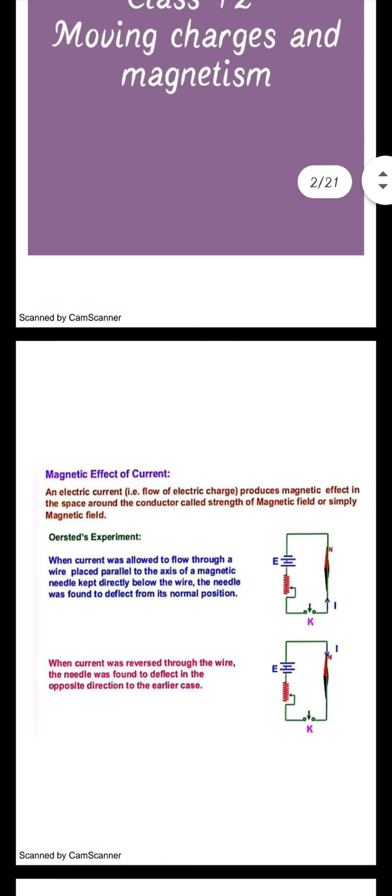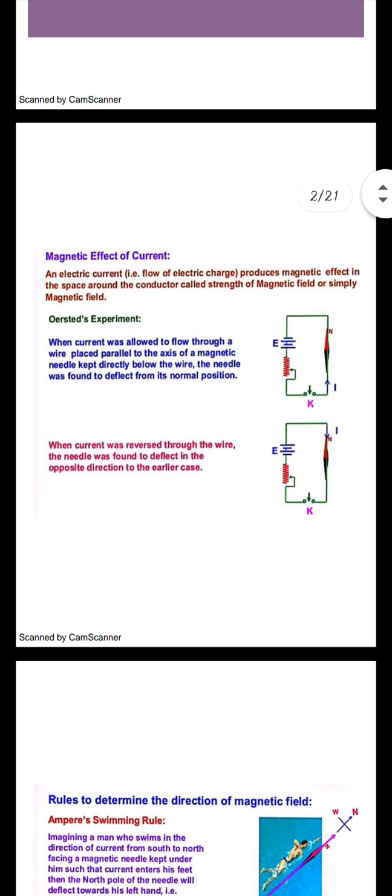Firstly, we have seen moving charges, and we have read that moving charges possess an electric field as well as a magnetic field. But firstly, it was experimented by a scientist named H.C. Oersted, and the experiment is known as Oersted's experiment.